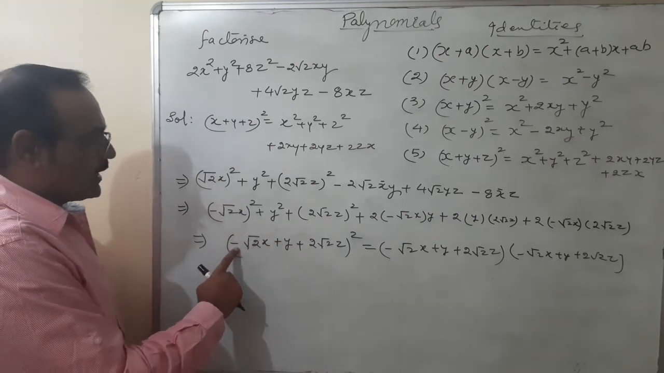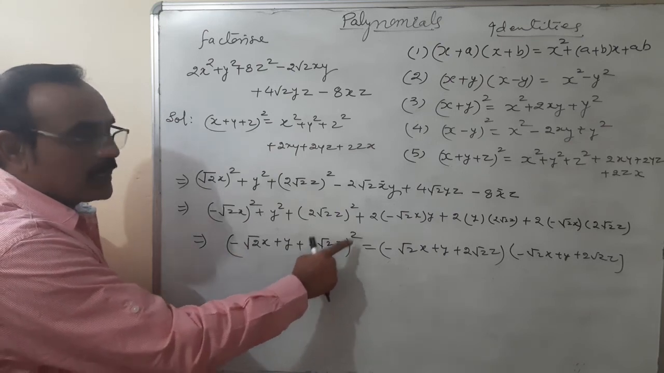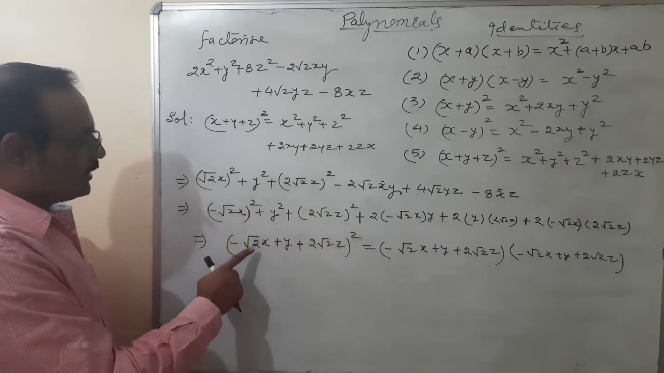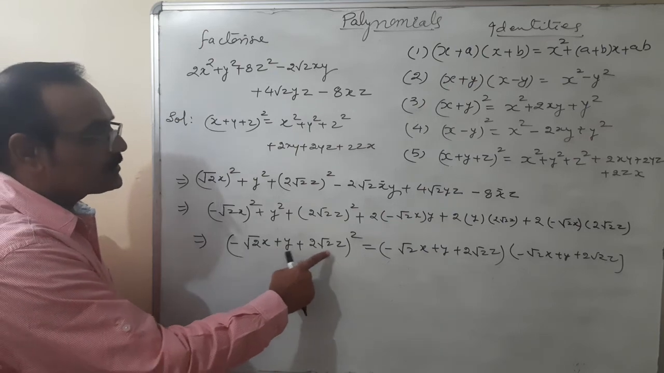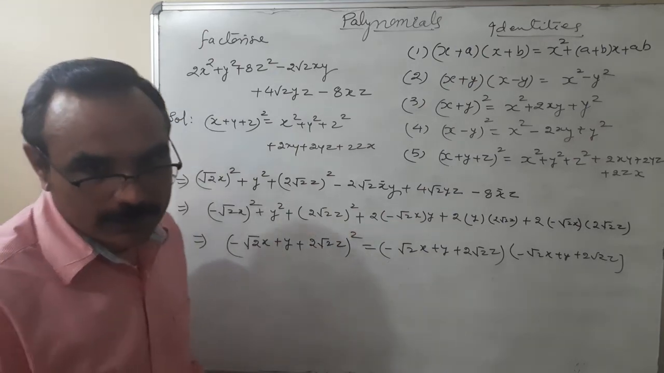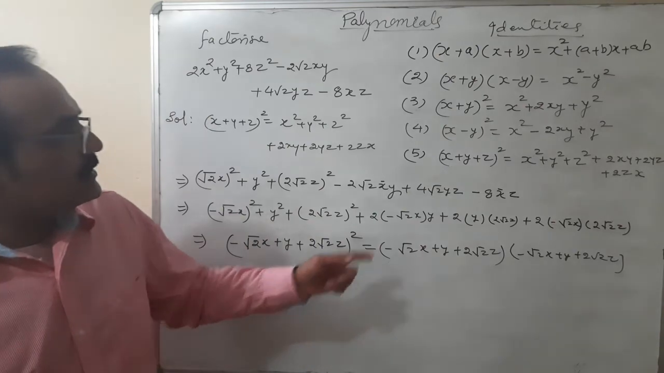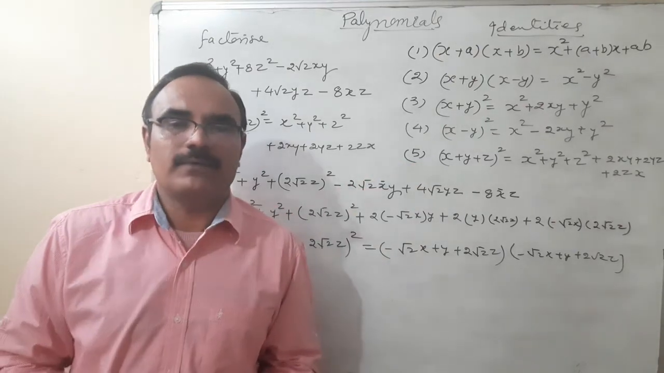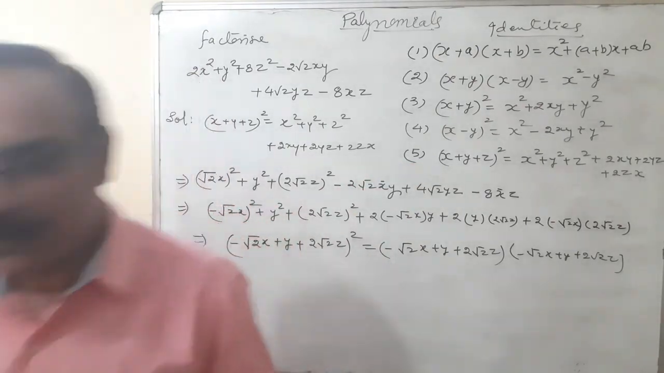Either the answer is minus root 2x plus y plus 2 root 2z whole square, or the answer is root 2x minus y minus 2 root 2z whole square. Both the terms are same. So this is the use of identity number 5. Now I am taking the next identity, number 6.